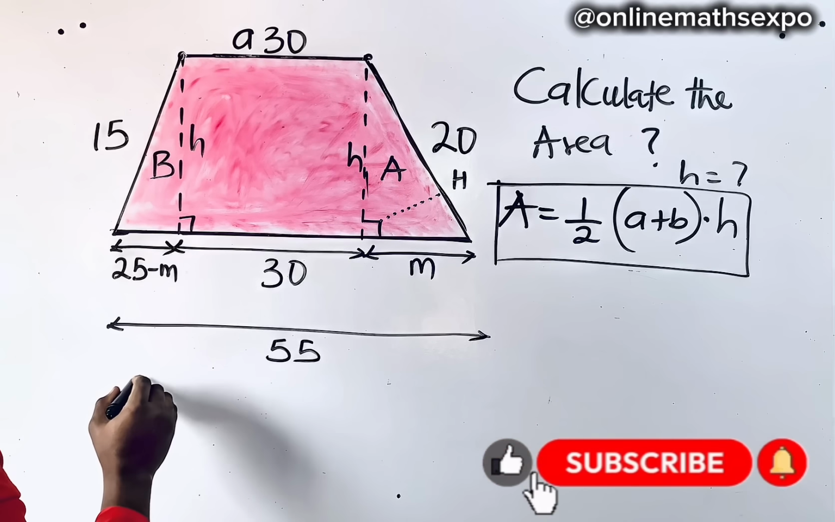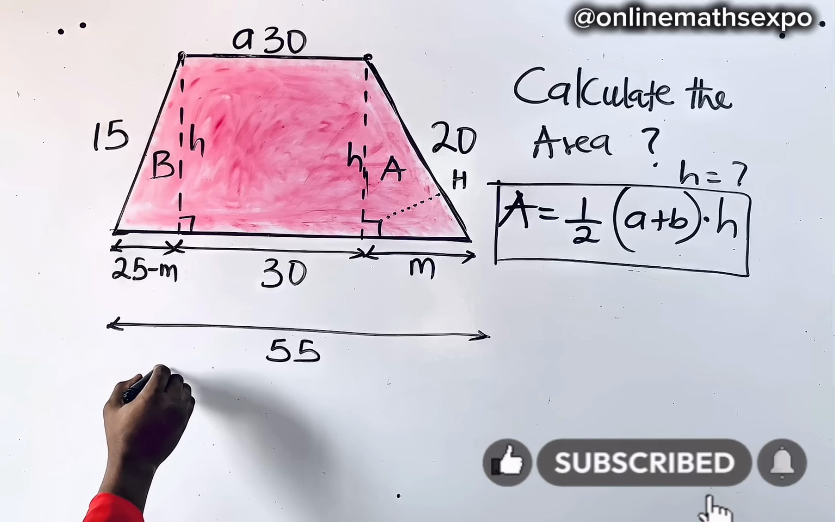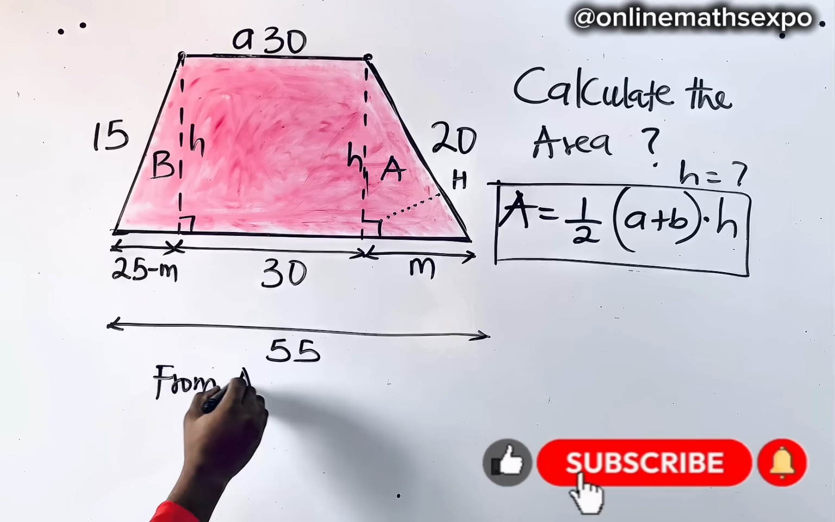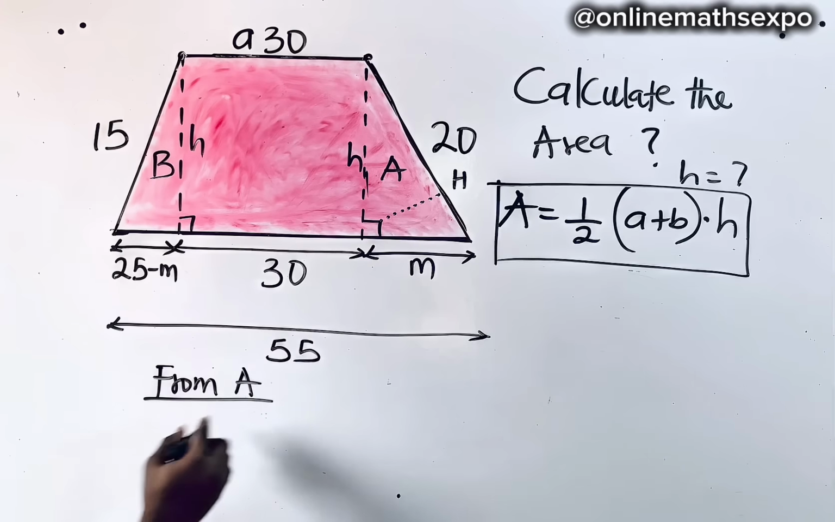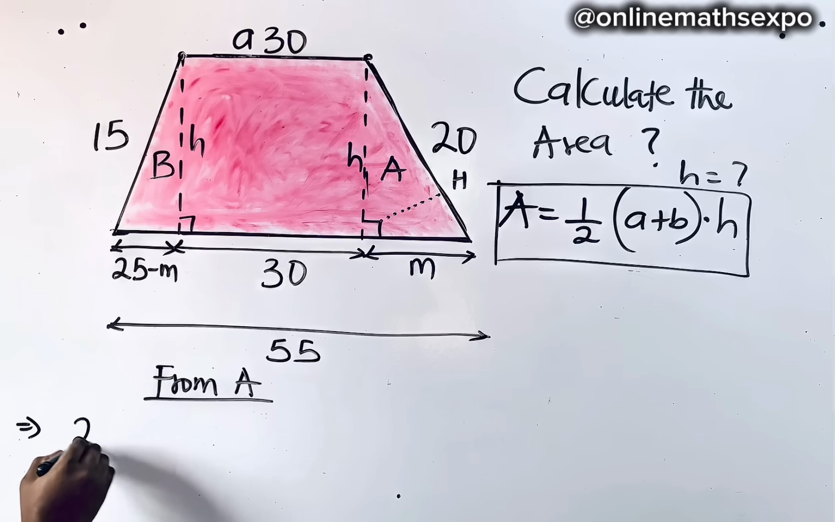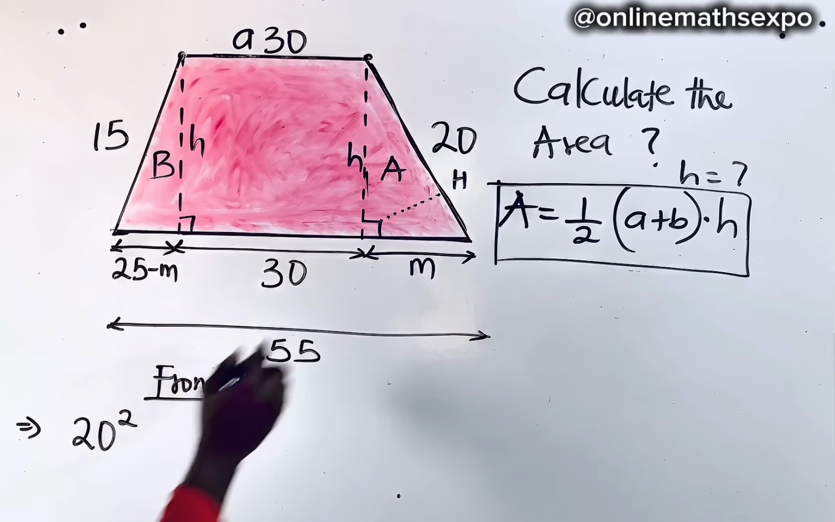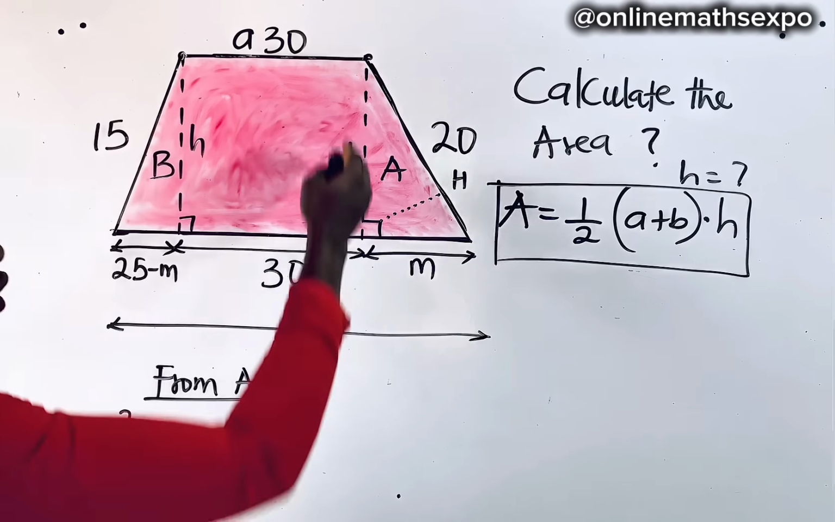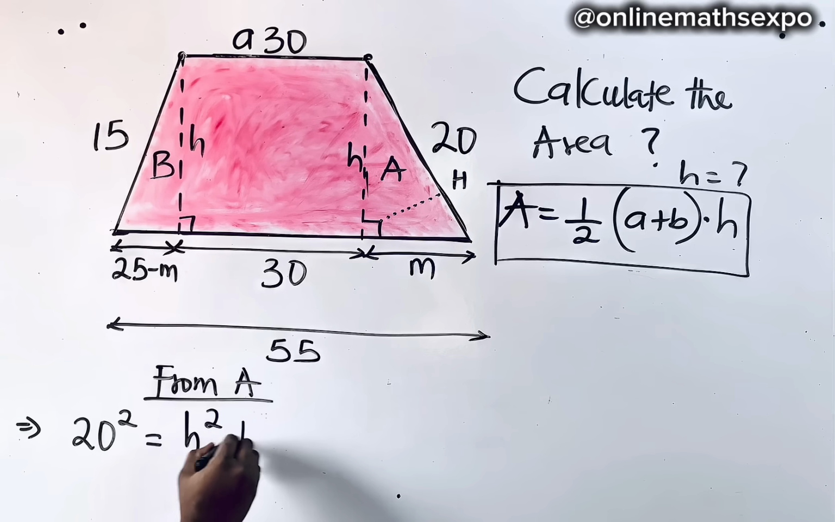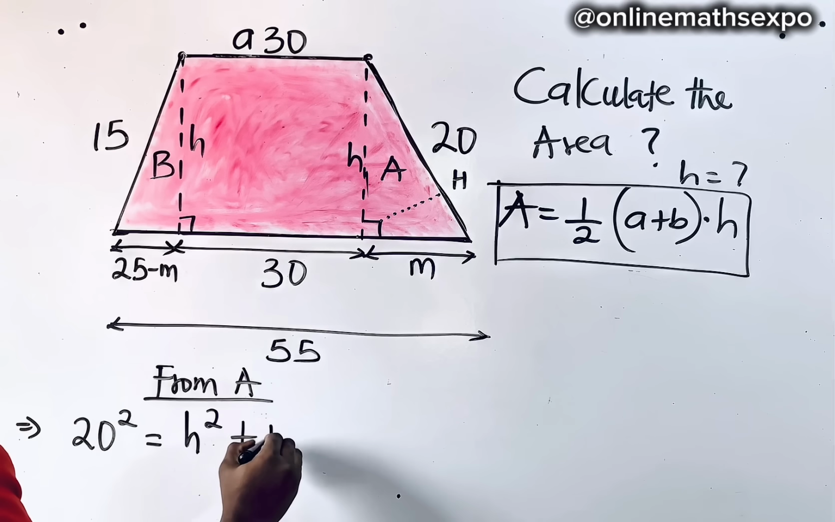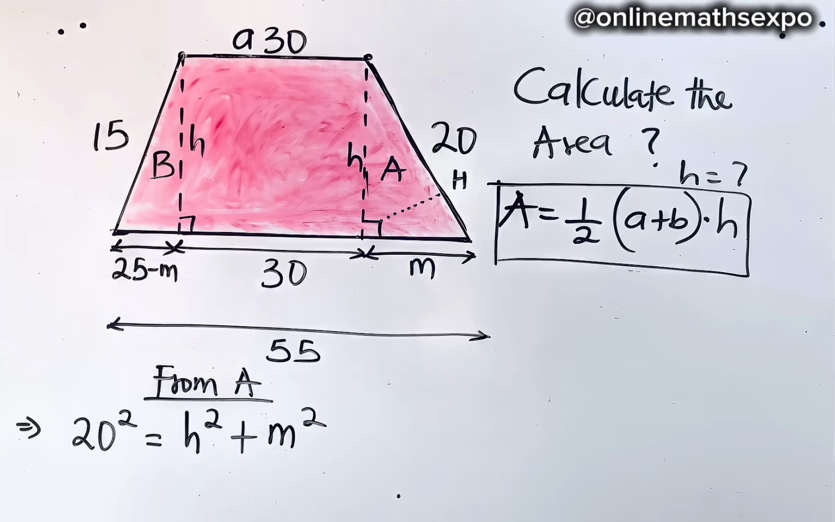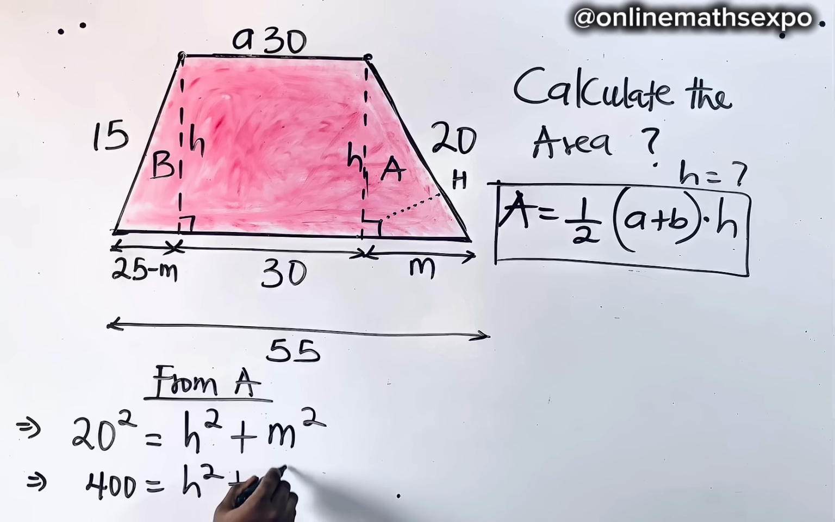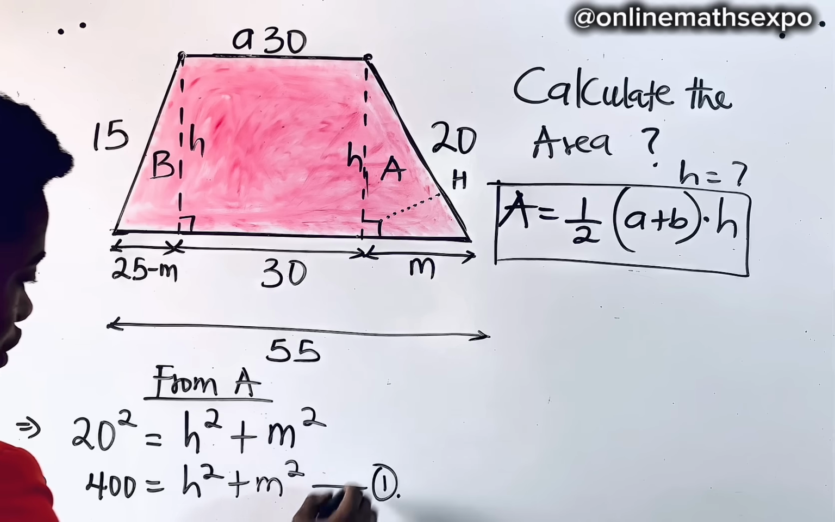Working with shape A, this becomes our 20. So we're going to use Pythagoras. We have 20, square this longest side. It should be equal to the sum of the squares of the two legs. So you square this and it gives us h squared, and square this from here to here, it gives us m squared. So 20 squared gives us 400, which equals h squared plus m squared. Let's label this equation 1.